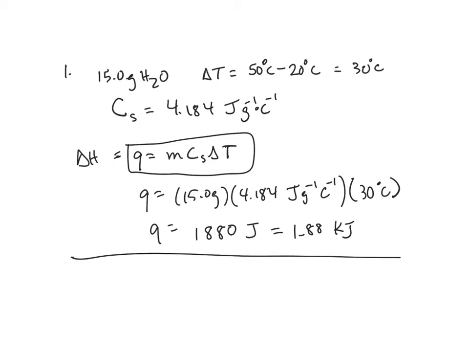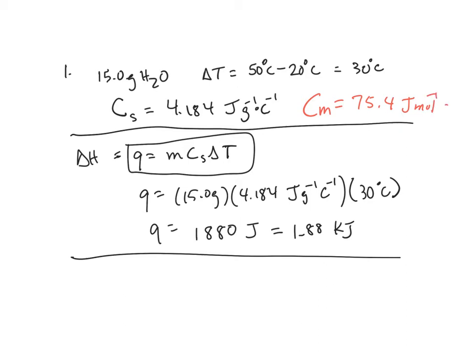So before we move on to the gold calculation, let's go ahead and use the molar heat capacity for water. I'll put it on the top there, in red. The other symbol is Cm, molar heat capacity, and the value for that is 75.4 joules per mole degree C. Joules per gram degree C versus joules per mole degree C.